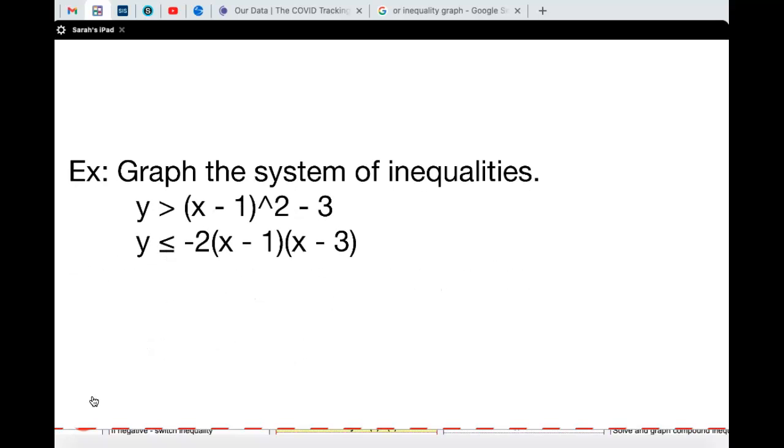Last one. Graph the system. So I have 2 parabolas in one graph. It's going to be beautiful. We did this with lines before. We had to graph multiple lines in one graph and then shade the region where they overlapped. Oh, and you have to line them up, right?